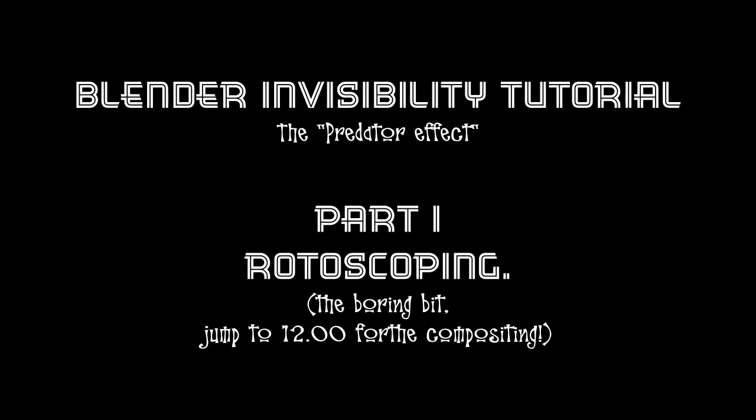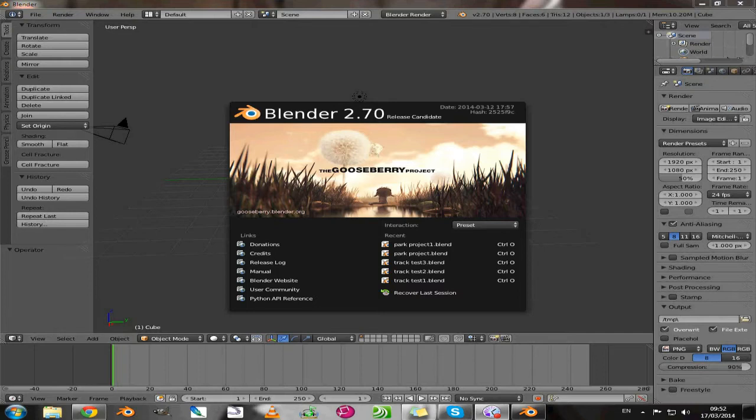In this episode we are looking at the invisibility effect that you see in films such as Predator. It's something that I haven't really seen done before in Blender, which is surprising considering how old the actual film is. I've seen this done a few times in After Effects, but never in Blender, so let's give it a go.